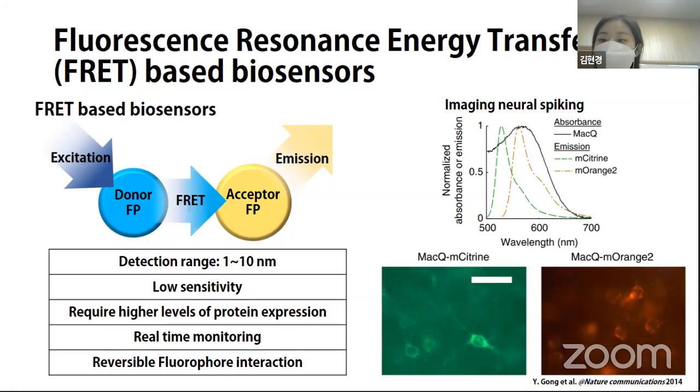The figure shows one example of a FRET-based biosensor application. To image neuronal spikes, CaMKII activity is successfully detected by the Camuiα-Citrine and mOrange2 FRET biosensors.